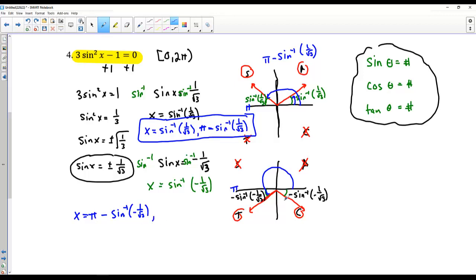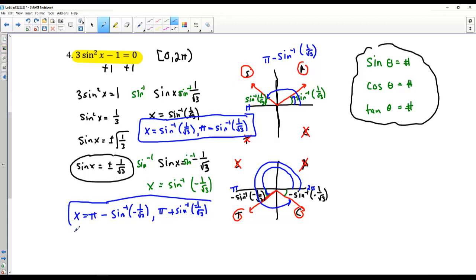comma, and the next one, this angle all the way around here. And remember, all the way around is 2 pi, and so what you're going to do is go all the way around 2 pi and go back. So minus a minus, so that'll be plus. So this will be 2 pi minus a minus, which would be plus sine inverse of negative 1 over root 3. And those would be my two answers from this one.